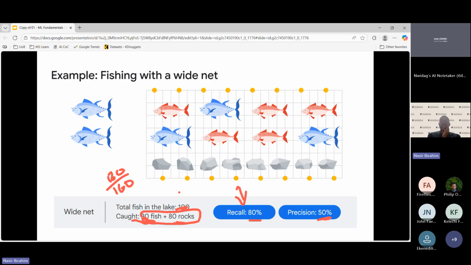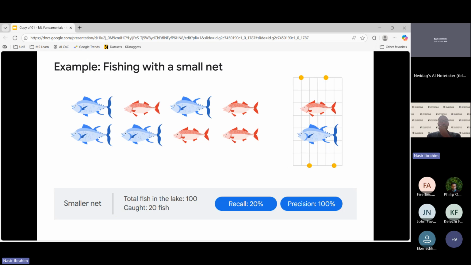The recall, out of all fishes, how many were caught? Precision, out of everything that was caught, how many were fish? That's what the precision tells you. So you see that it gives you sort of different views of the performance of the model. Okay, and this is also another example that will give you the measures of the recall and the precision.